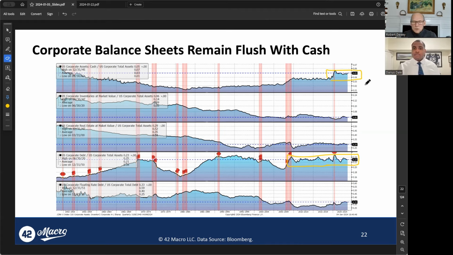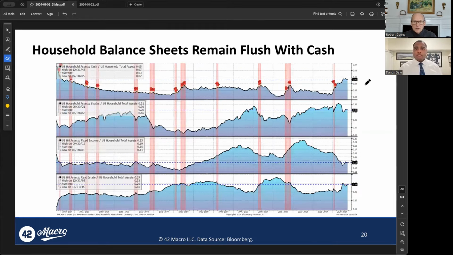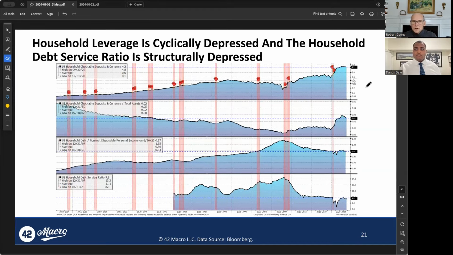And this is a similar look on the consumer as well, right? The consumer's balance sheet has gotten filled up in 2021, 22. And even though you have rising credit card debt right now, overall danger signs are still pretty muted.